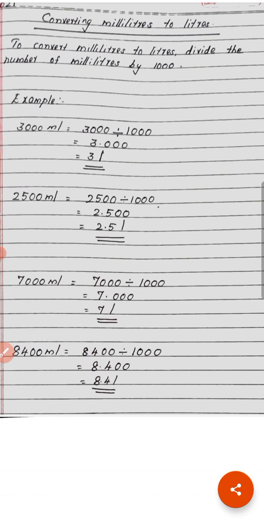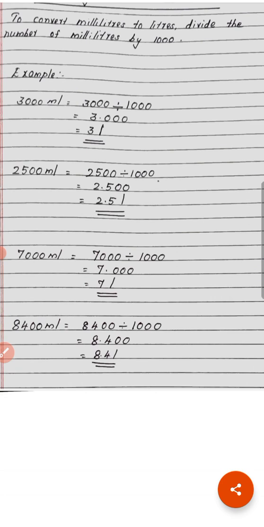Milliliters to liters. To convert milliliters to liters, divide the number of milliliters by 1000. As you already learned, 1 liter is equal to 1000 milliliters. So, to change milliliters to liters, divide the given volume by 1000. Let me explain this, children.